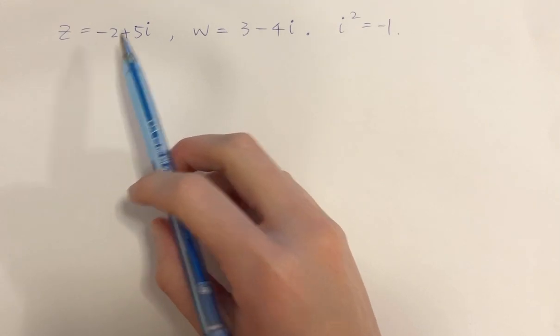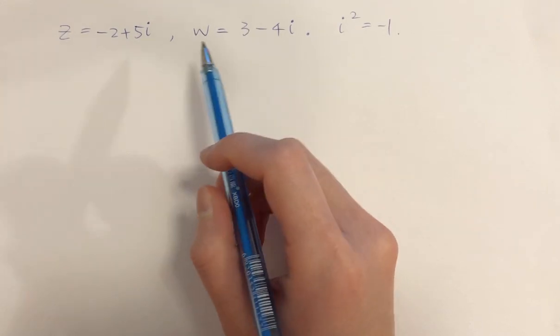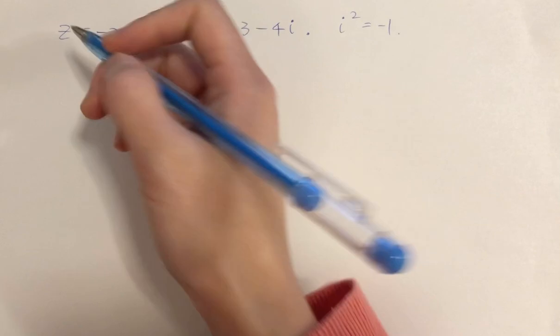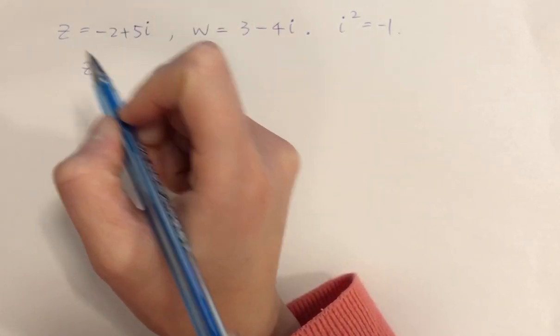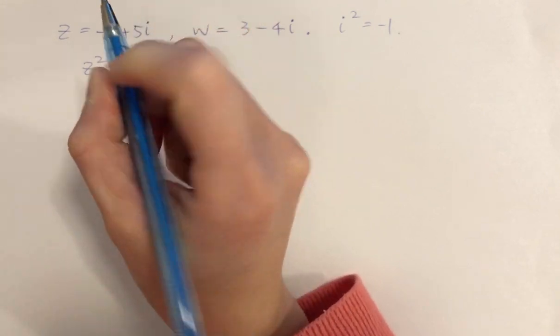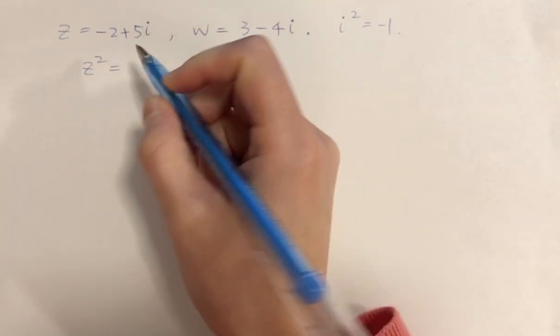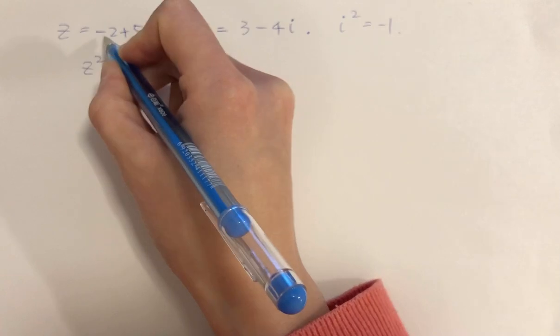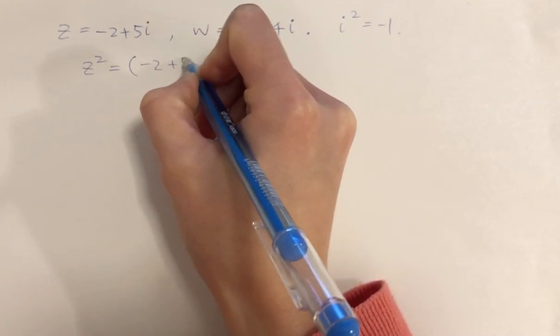So let's see what kind of operations we can do. We can certainly add and subtract one from another. That will be easy. But let's look at something slightly more challenging. So z squared. z squared is z times itself, so -2 plus 5i.